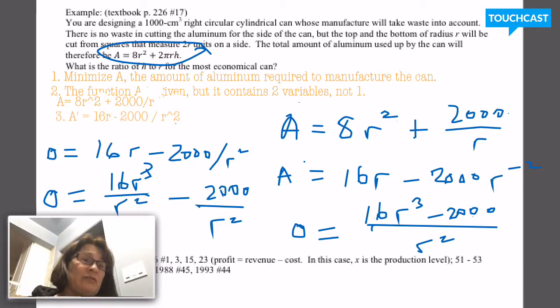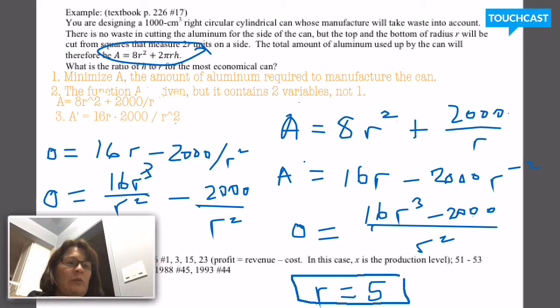Now this derivative, A prime, is undefined when r is equal to 0, but I'm not even considering the possibility of r equaling 0 because I would have a volume that's not equal to 1,000 cubic centimeters. So the only solution I'm going to get here is when I set 16r cubed equal to 2,000, and you're going to find that r equals 5 is my one critical point.